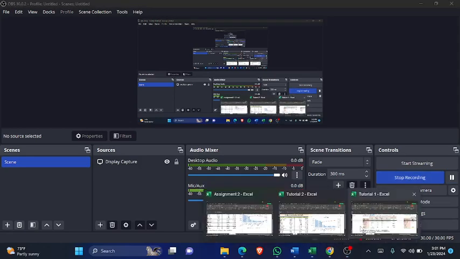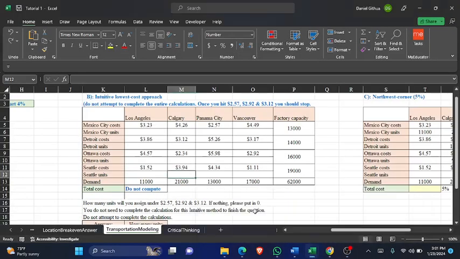So today we are going to do transportation modeling, and we are going to look at the intuitive lowest cost approach. This approach looks at the lowest cost, and we eliminate depending on that one. Now our question is asking how many units will you assign under $2.57, $2.92, and $3.12. We can check in this table that the lowest cost is 1.1 Vancouver.